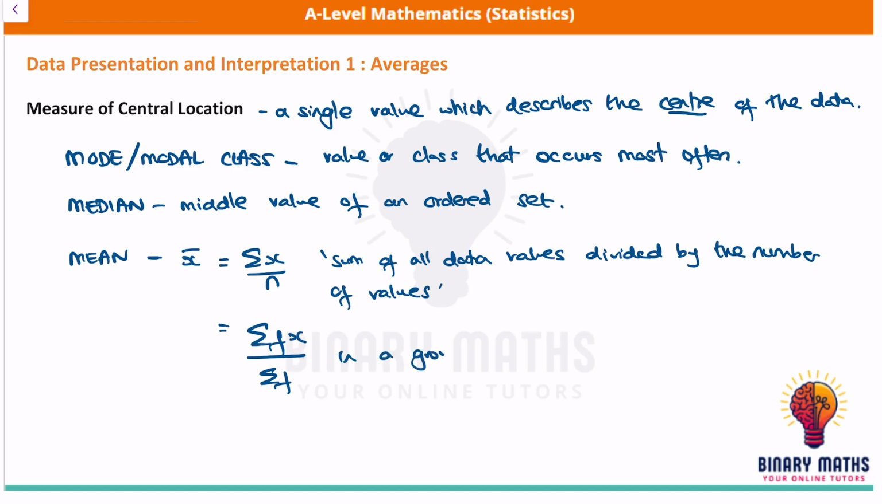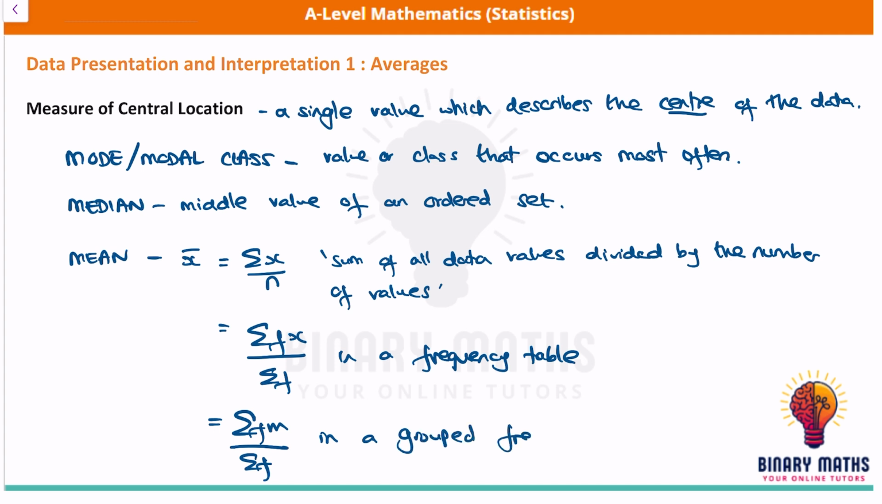And also sum of f of m over sum of f in a grouped frequency table, where m is the midpoint of a class interval. So three different versions of the formula for calculating the mean.